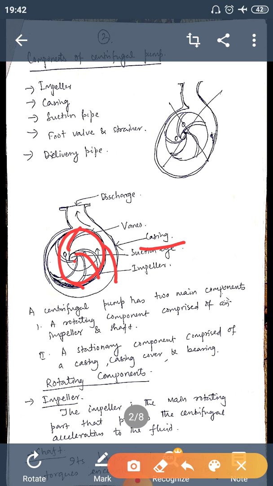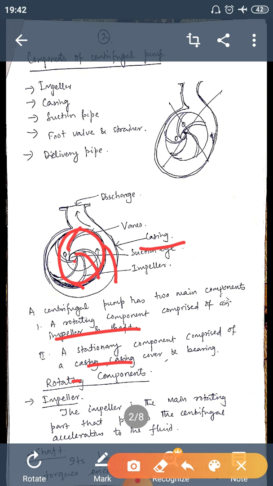A centrifugal pump has two main components. A rotating component comprises the impeller and shaft. A stationary component comprises the casing, casing cover and bearing. What are the rotating components?